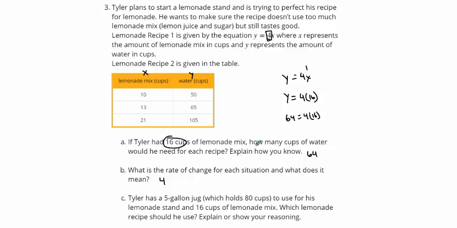1 cup of lemonade mix, 4 cups of water. 2 cups of lemonade mix, 8 cups of water. 3 cups of lemonade mix, 12 cups of water, right? That's our rate of change. If I made a table and went 1, 2, 3, I would have 4, 8, 12. And here's a continuation of that. If I went all the way up to 10, I would need 50 cups of water.